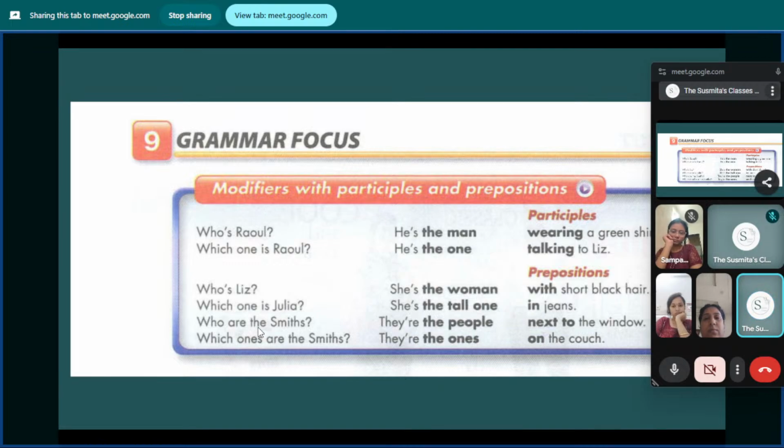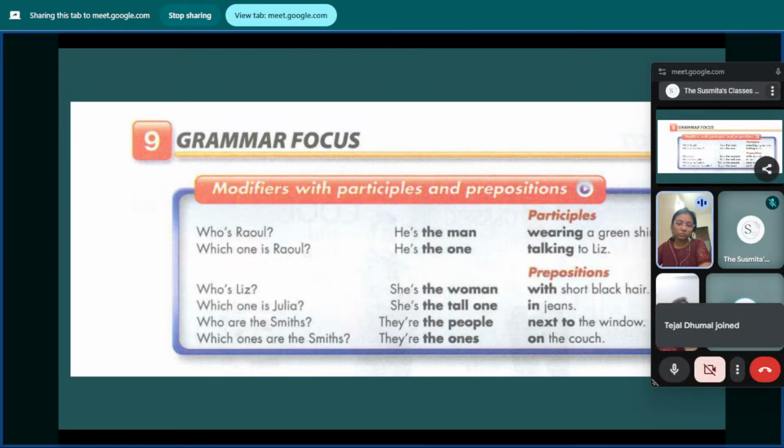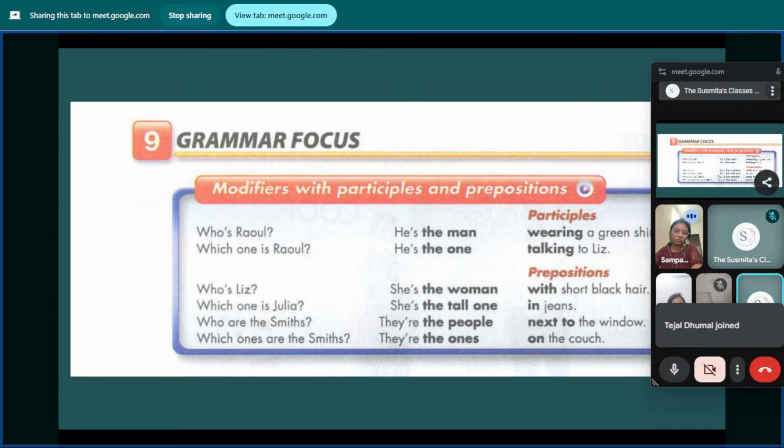So that's why. Who are the Smiths? Now these are not in the picture. Who are the Smiths? They are the people next to the window. Or which ones are the Smiths? आता इथे आपण Smiths का म्हणतोय? Because आपण पूर्ण family बद्दल बोलतोय. Smiths. जसं की आता मी संपदा, what's your surname? Sangeet Rao. So I can say which ones are Sangeet Raos. Then I will tell about the whole family. Oh, they are the ones sitting in the corner. Okay, so I'm talking about the whole family over here.